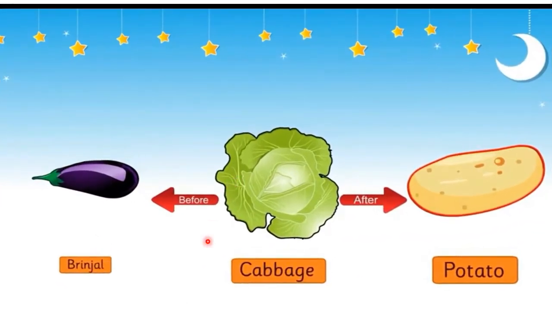Next, in this picture, what can you see? Here is a brinjal, here is a cabbage, and here is a potato. Okay. What is after cabbage? After cabbage only potato is there. So look here, this is after. This is after and this is before. Brinjal is before the cabbage and potato is after the cabbage.